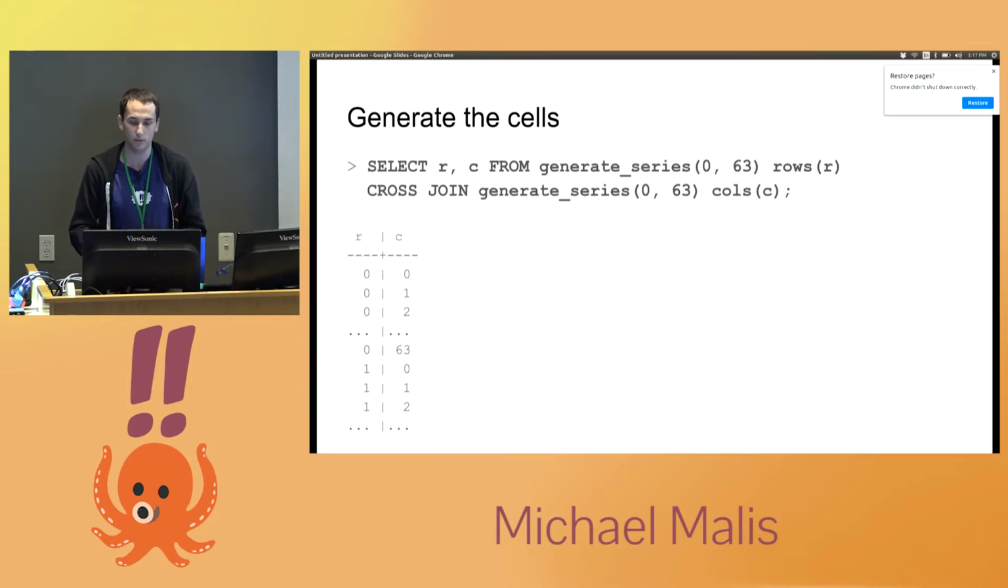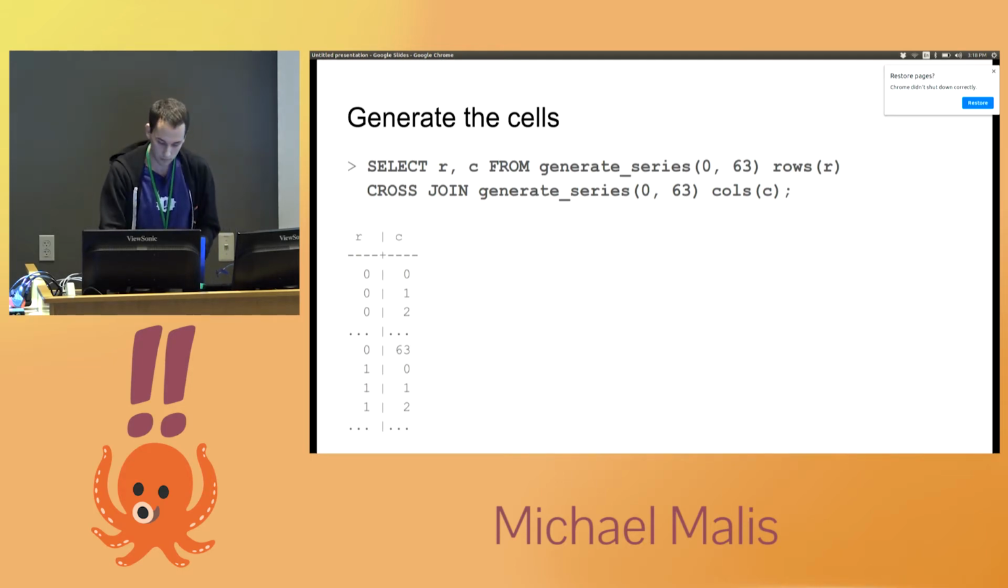We're using 2 different Postgres features, generate_series and cross join. Generate_series gives you a list of numbers, so we call it once to get the row numbers and once to get the column numbers. And then cross join takes the results of 2 queries and generates every pair of values between the 2 queries. So in this case, we're using cross join to get every pair of row number and column number, which gives us our grid.